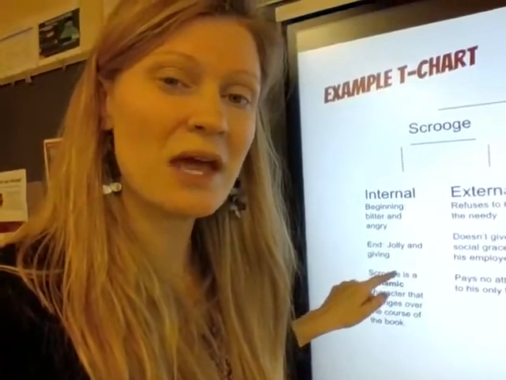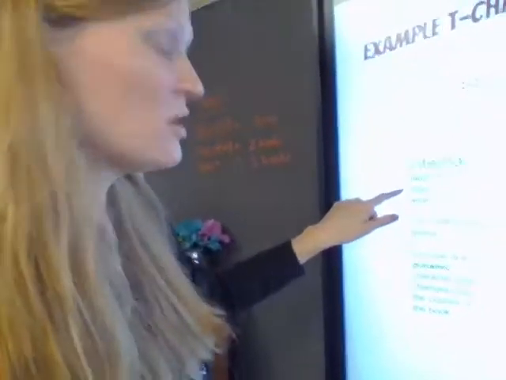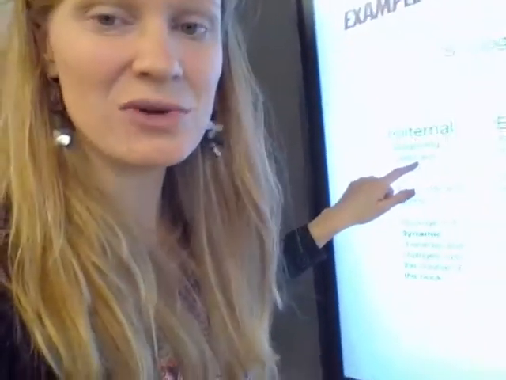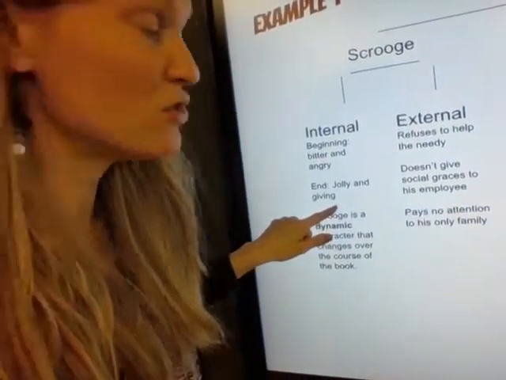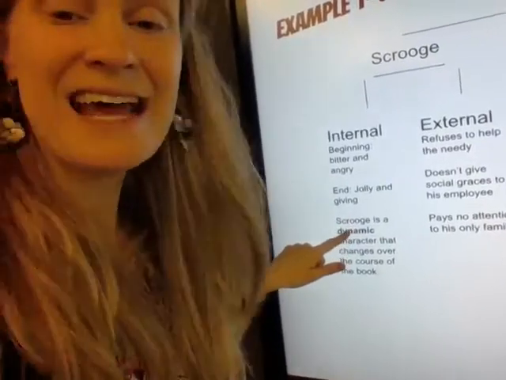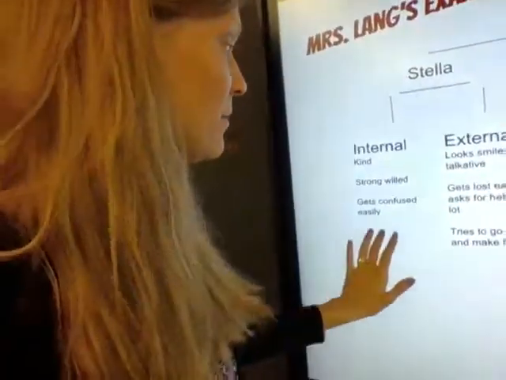Internal is going to be something that is inside their head that people can't see, such as with Scrooge, he was bitter and angry. Well, some of that you can see, but that's just an example. And then in the end, he was jolly and giving. Scrooge is a dynamic character that changes over the course of a book. A dynamic character is a person that changes throughout a book, and think about that when you're writing your characters, because a dynamic character is going to show a much more interesting story.